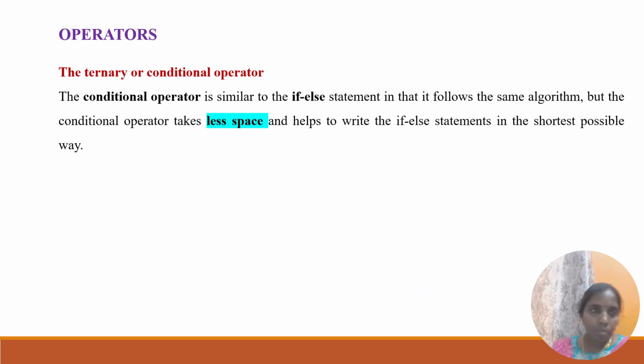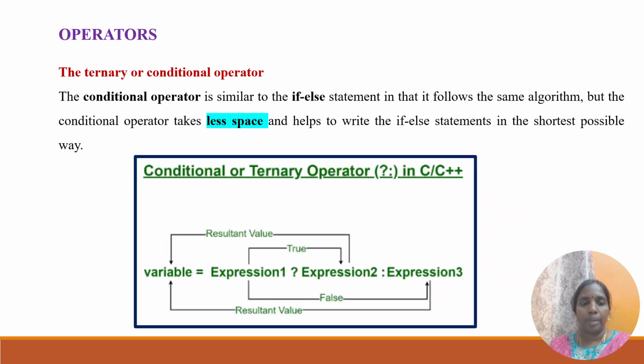Ternary operator. The conditional operator is similar to an if-else statement in that it follows the same algorithm, but the conditional operator takes less space and helps to write an if-else statement in the shortest possible way. So for this we are using the ternary operator. How do you write a ternary operator? We use a variable equal to expression 1 and expression 2. If this is true, the value will be stored in the variable. If not, the second value will be stored in the variable.